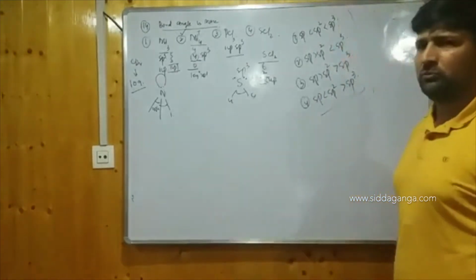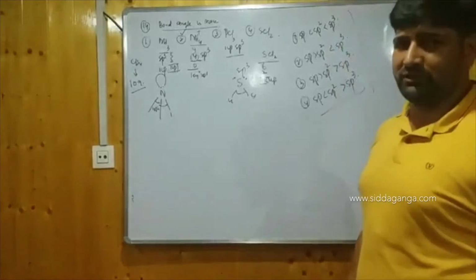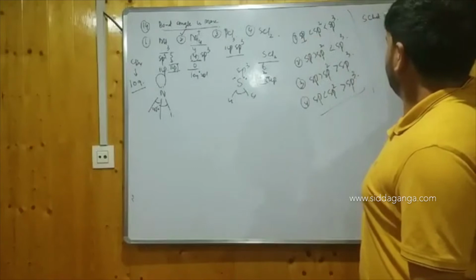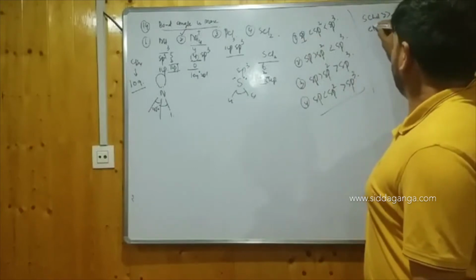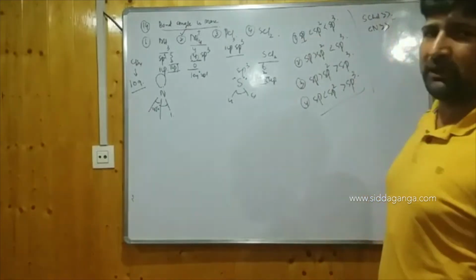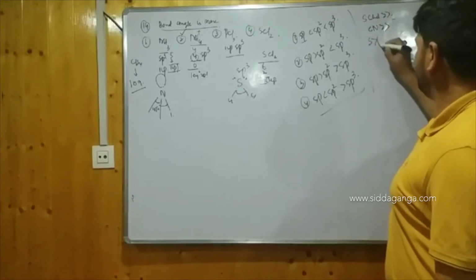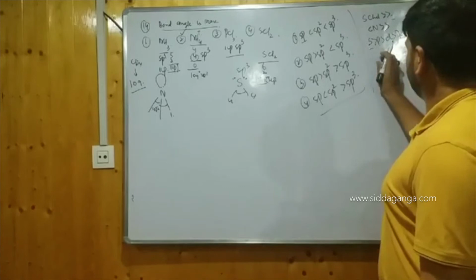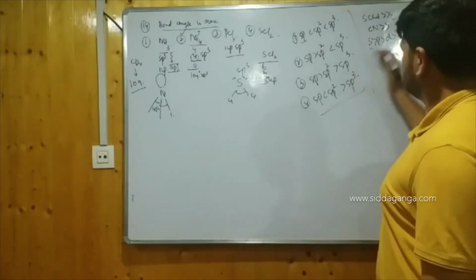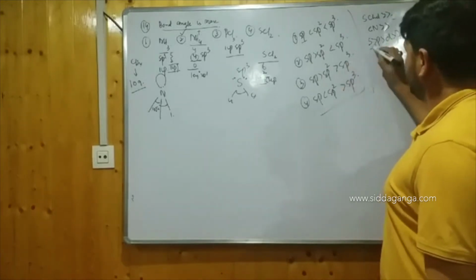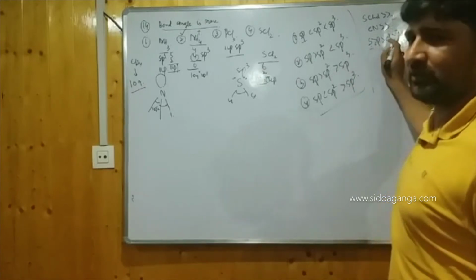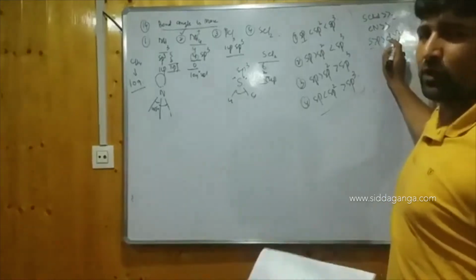We already know: the more the s character, the more the electronegativity. In sp, the s character is more, so electronegativity is more. Reason? Penetration, because s is more penetrating than p, then d, then f. So when the s character is more, the bond tries to be more towards the nucleus. So the penetration tendency towards the nucleus by the s orbital is more. Naturally, its electronegativity will also be more because the nuclear pulling property will be more.